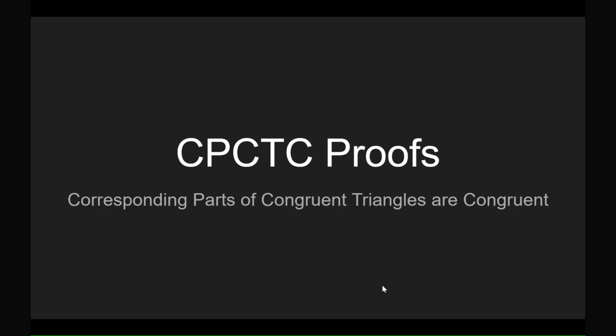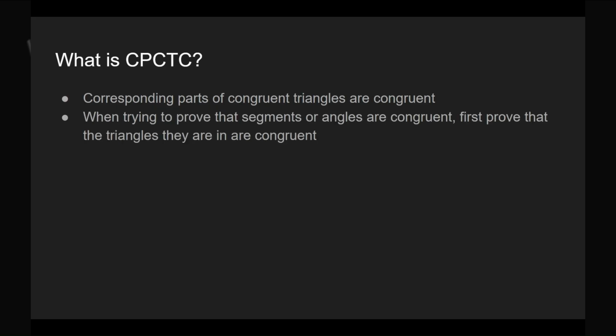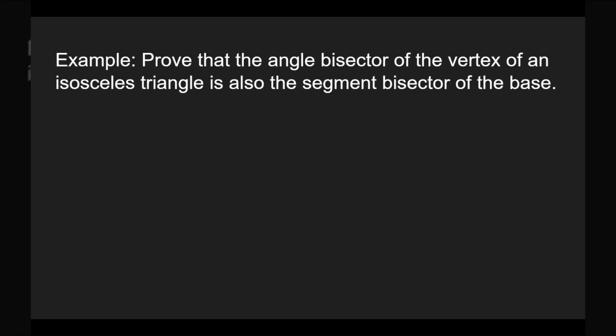All right, so we're going to talk about CPCTC proofs, this one involving an isosceles triangle. As a reminder, CPCTC stands for corresponding parts of congruent triangles are congruent. So, when we are trying to prove that segments or angles are congruent, we first want to prove that the triangles that they are in are congruent. That then allows us to talk about the pieces.